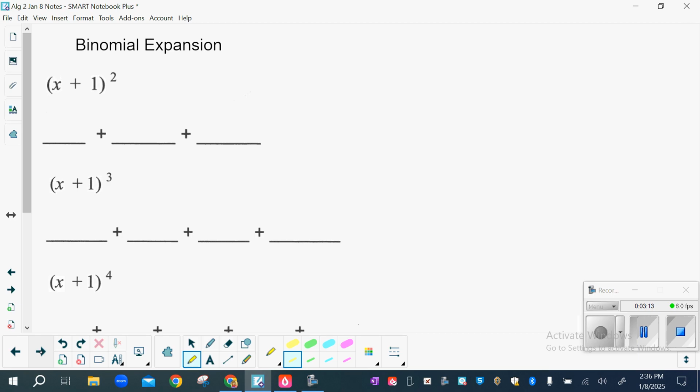So I'm going to just put some of Pascal's triangle over here. 1, 1, 1, 2, 1. So if I take x plus 1 and square it, what I get is x squared plus 2x plus 1.